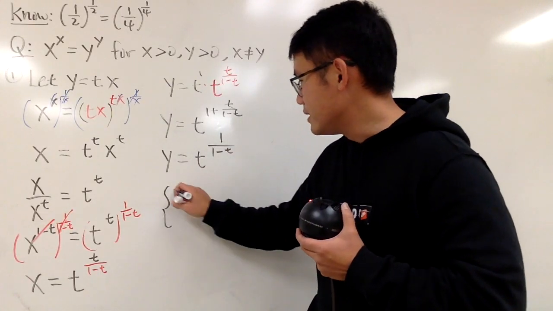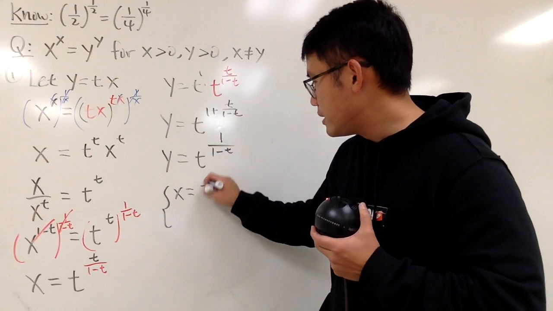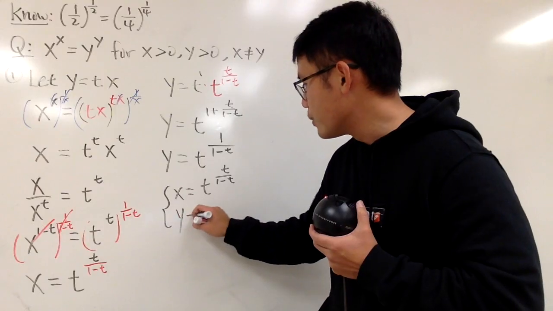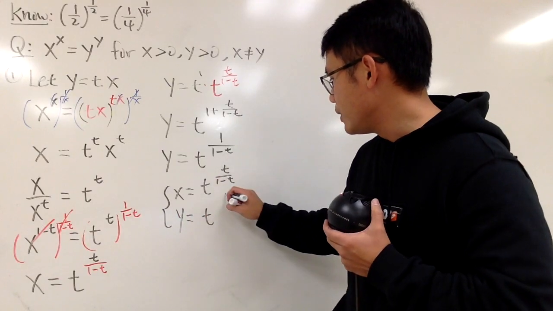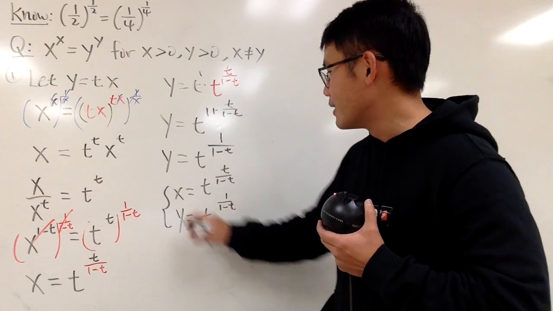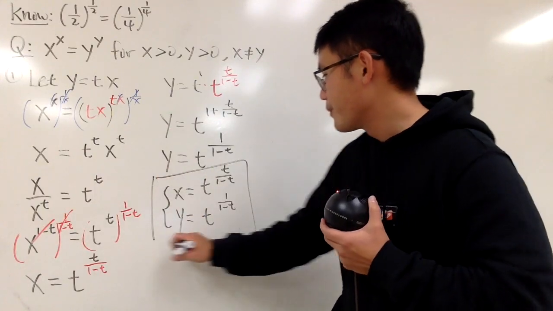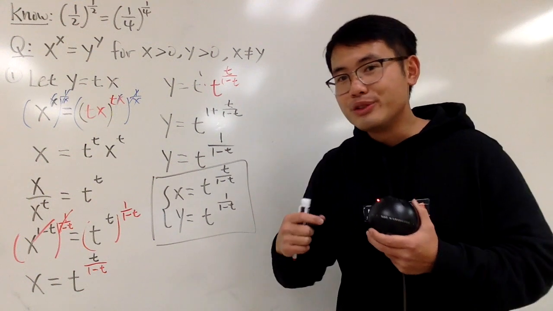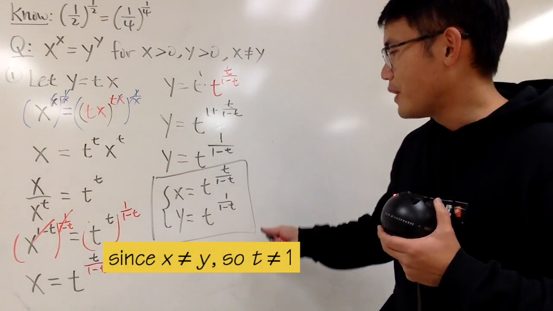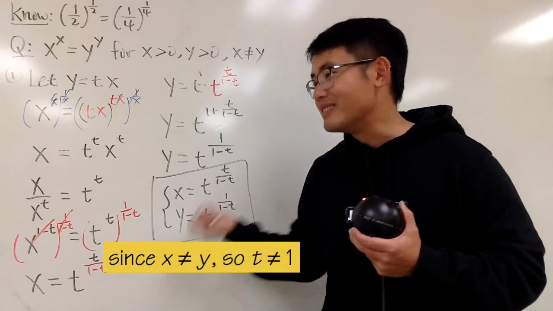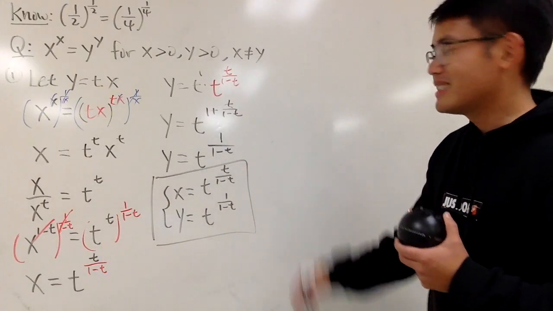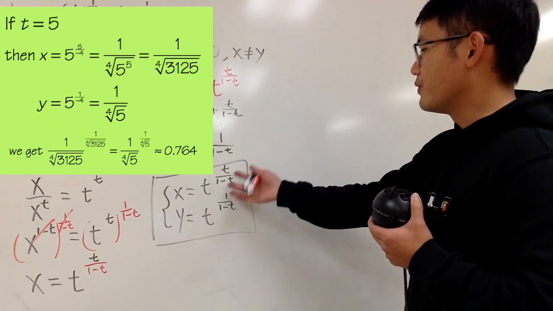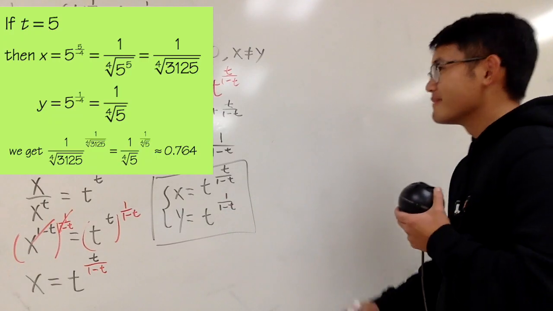So as you can see, x is equal to t raised to the t over 1 minus t's power, and y is equal to t raised to the 1 over 1 minus t's power. So this right here will be an answer to that, in the sense that you can just give me some legitimate t values, then we can generate good answers, okay? So that's pretty cool. And you can do some examples, but if you let t is equal to 5, just work that out on your own.